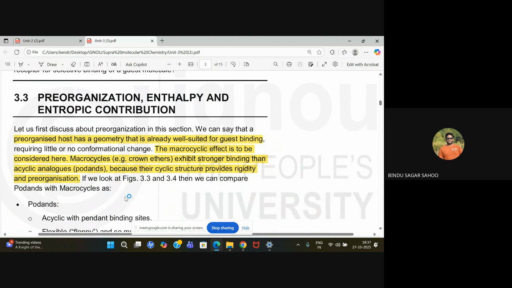So when we are taking a cyclic structure, it may be a little bit flexible, but it gives an idea about the proper cavity size. When you are taking a guest molecule, if this cyclic ring is a little bit flexible, it can accommodate this cation. Or if you take a slightly larger cation, sometimes they can also be accommodated inside the macrocyclic ring. But an open chain structure gives no idea about the interaction with the guest molecule.